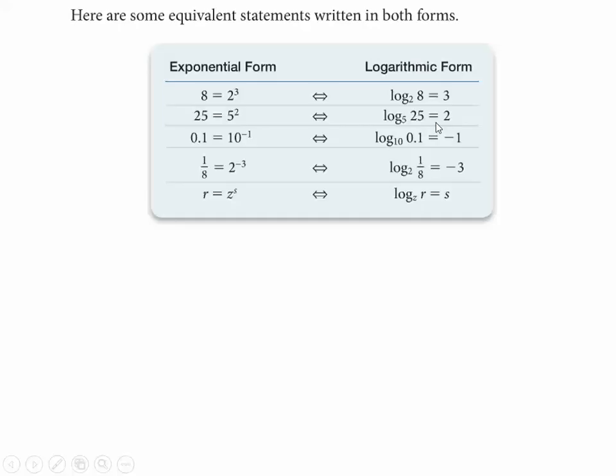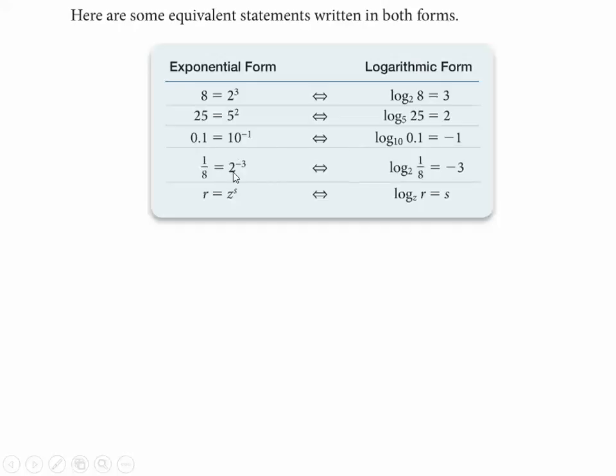And sometimes if you're not used to logs, what you're going to do is ask this: what exponent do you put on 5 to give you 25? And it's 2. That's kind of what a log is. Going back to the first one, what exponent do you put on 2 to give you an 8? 3. Okay, good there? Just want to get you guys used to this. Again, there are some weird ones in here too, but all it is, we're just changing forms, that's all.